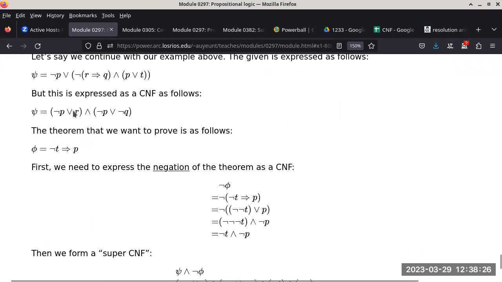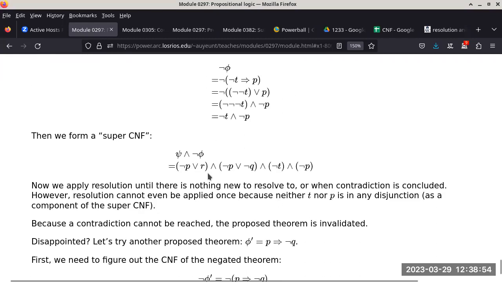So in this particular example, psi, which is everything that is given to you that is true to begin with, converts into this particular CNF. Phi, which is the proposed theorem, you have to negate it first, and then turn it into a CNF, and it turns into this particular CNF. So when you have a conjunction between psi and the negation of phi, you have what I would usually call a super CNF. It is just the conjunction between the CNF representing psi and the CNF representing the negation of the theorem that is being proposed.